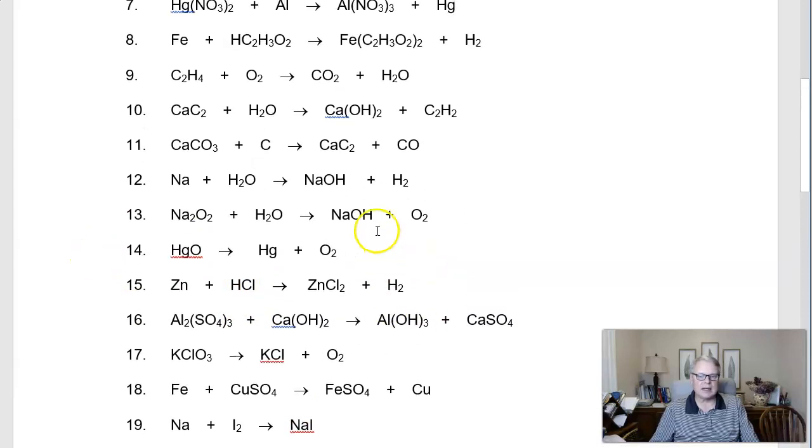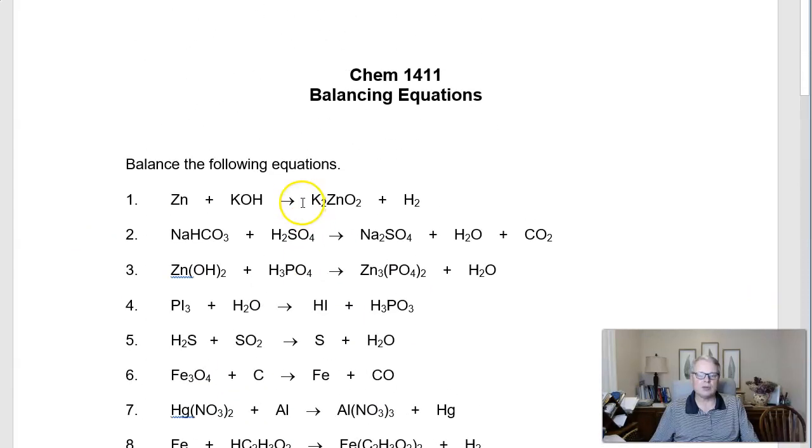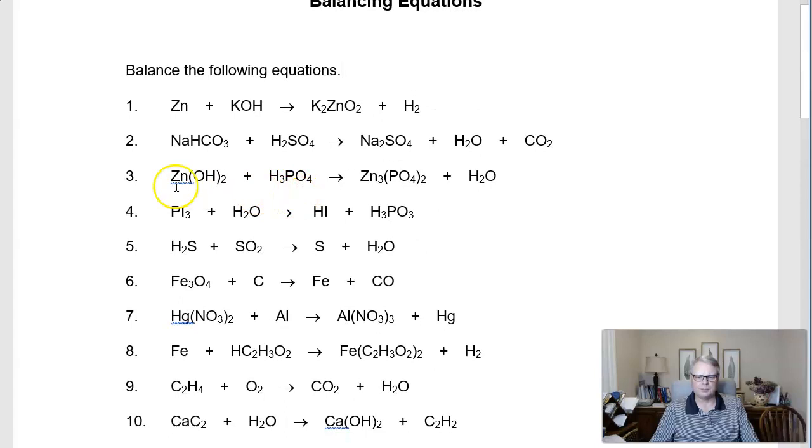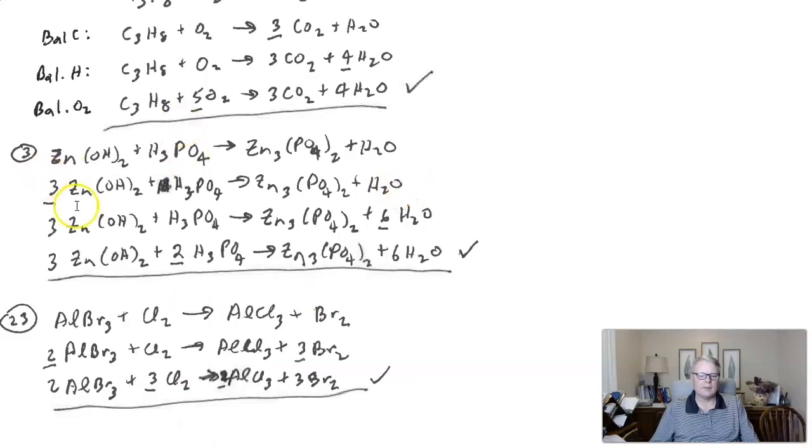I'm not going to do 16. I'm going to do one that's a little bit trickier than 16 for you. And I believe it's number 3. So let's take a look at our notes here. Okay. So that's this one right here. So let's take a look at number 3 and see how that goes.